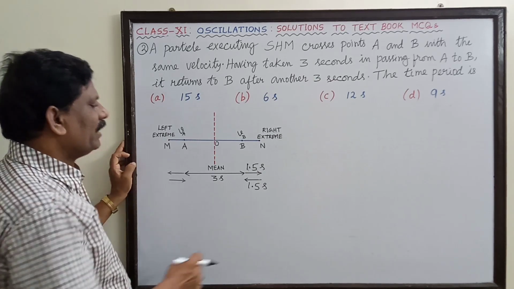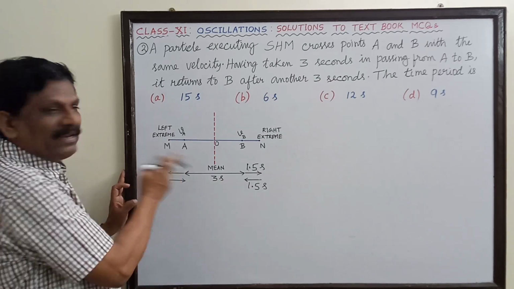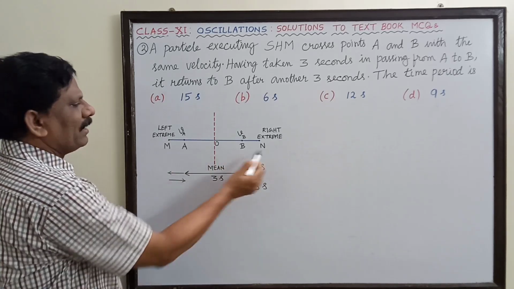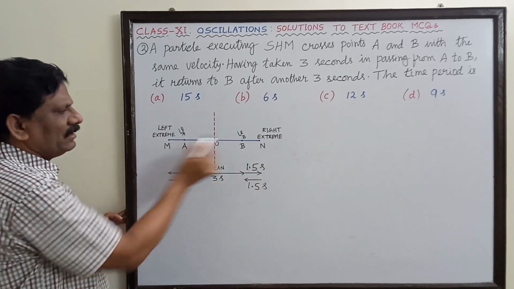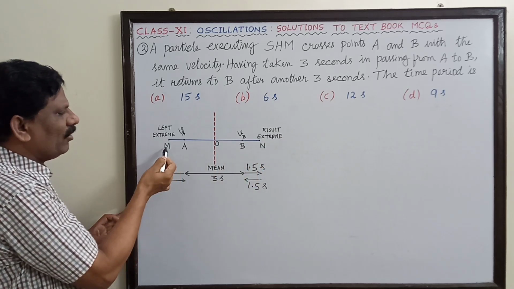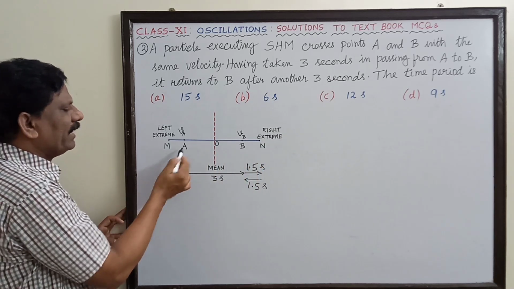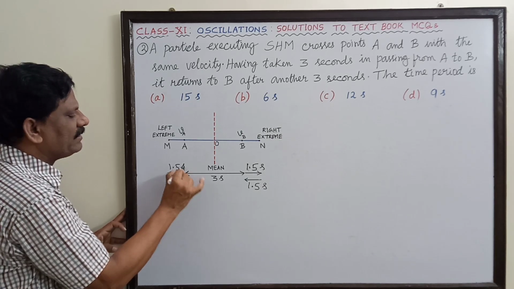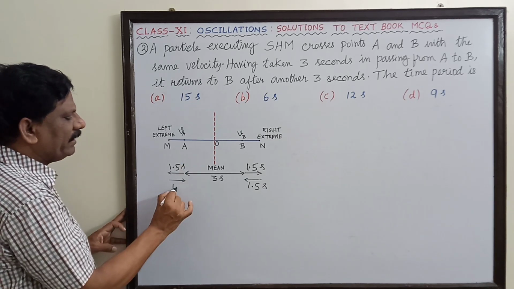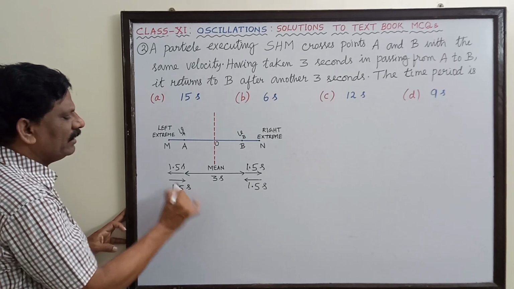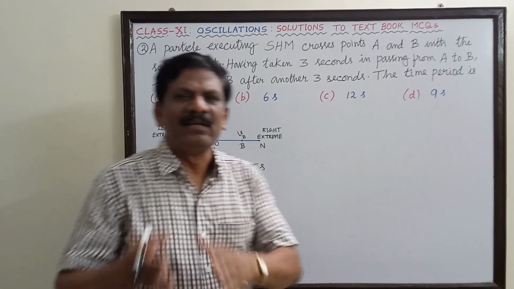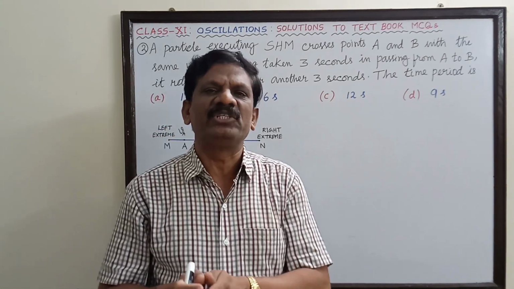Similarly, on the left extreme position, let us take it as M, the point corresponding to N on the left side. So the time taken from A to M must also be 1.5 seconds, and M back to A must be 1.5 seconds. Now, what is the time taken for half of the oscillation?